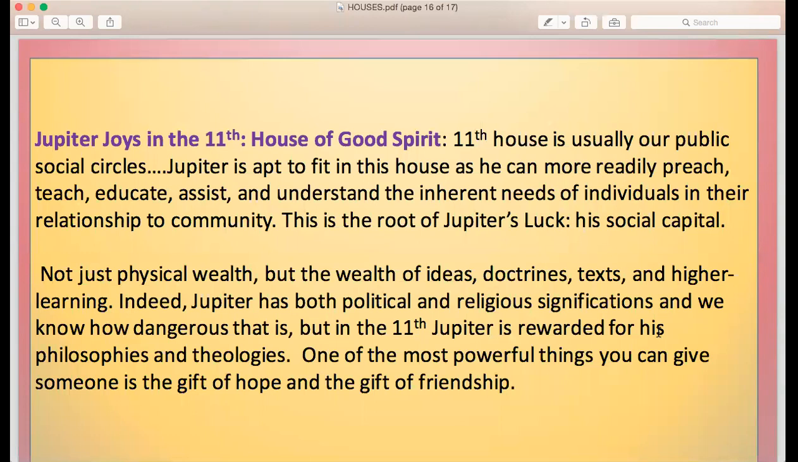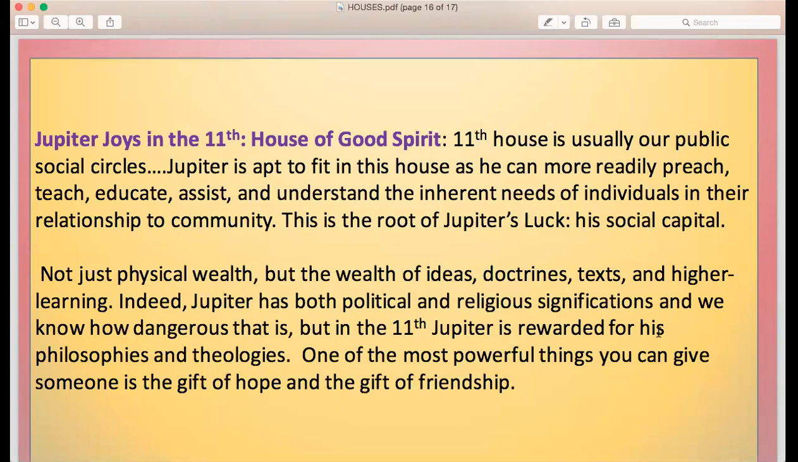Yeah, so a social butterfly is going to do well in groups. Makes sense. I have things to share. Great, there's a bunch of people around me. It's not just physical wealth, but the wealth of ideas, doctrines, texts, and higher learning. Jupiter signifies political and religious things inherently, and that's a dangerous combo. But usually in the 11th, Jupiter is rewarded for his philosophies and theologies, and as such, he really does have everyone's best interest at heart.